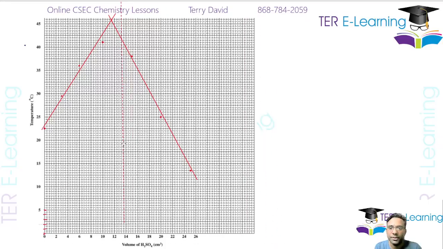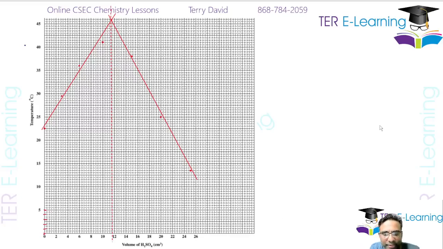So what you're going to do, you're going to come to the graph and you're going to read off where that peak is. Now, according to my graph here, I'm getting something like, what is that there? That's 10.4, 10.8. That is about 11.8, around there, that's the volume I'm getting.